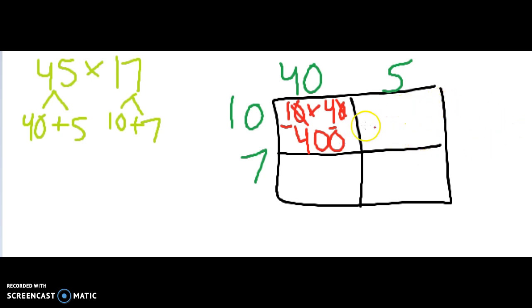In my next box, first I go left, then I go up. Here I'll multiply 10 times 5. I can think of this as 1 times 5, which is 5. Add a 0, giving me an answer of 50.